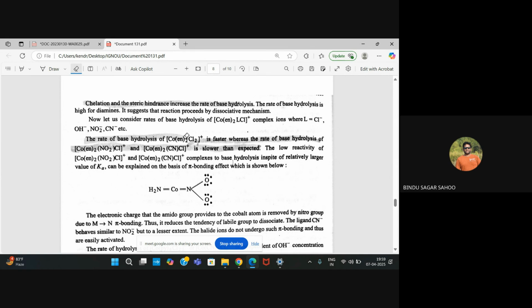Here the spectator ligands, particularly the non-leaving group ligands, are NH2, CH2, CH2, NH2. That means when abstraction of a proton occurs, particularly from the NH2, this NH2 will donate its electron towards the metal to form a pi bond with the metal. Then the leaving group will be removed from the complex. But in these two complexes, electron withdrawing groups are present, NO2 minus and CN minus. But here an electron withdrawing group is not present. So when NH2 minus donates its electron towards the metal, the NO2 minus will abstract or receive this electron density towards itself.